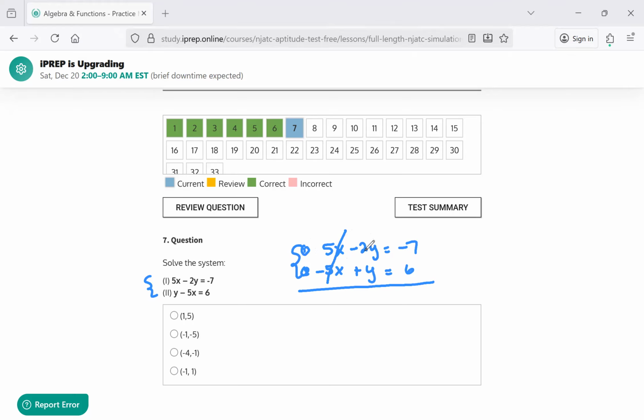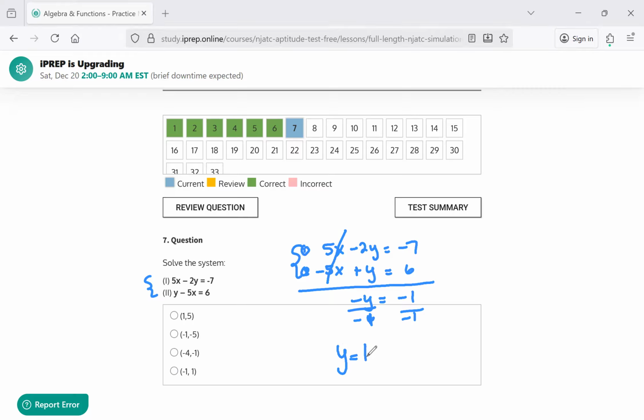What's -2y plus 1y? Negative y. What is -7 plus 6? -1. Solve for y, so you're going to divide both sides by -1. So you get y equals 1.